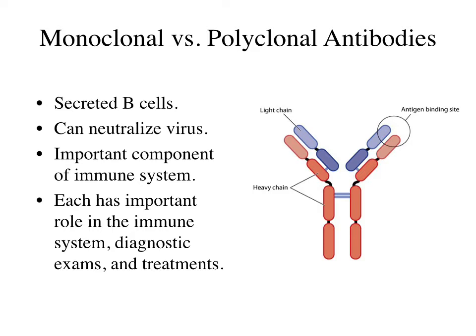The ability of binding to an antigen has led to their ubiquitous use in a variety of life science and medical science applications. These antibodies can be classified into 2 primary types, monoclonal and polyclonal, by the means in which they are created from lymphocytes. Each of them has an important role in the immune system, diagnostic exams, and treatments.